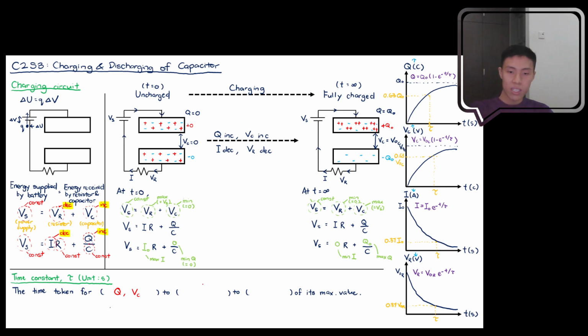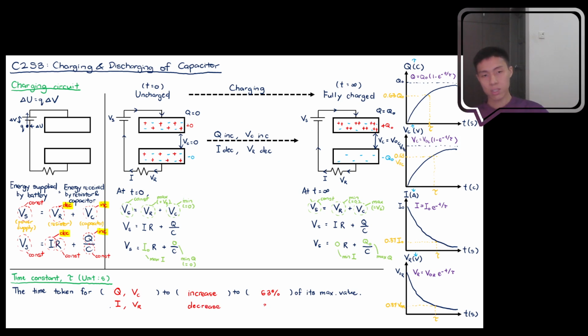So we can say it's the time taken for Q and VC to increase, right? But increase until what stage? We already said that this is until 63% of its maximum value. On the other hand, if you're focusing on the current, or the voltage across the resistor, then this time it's not increasing, it's decreasing. But it decreases until what level?